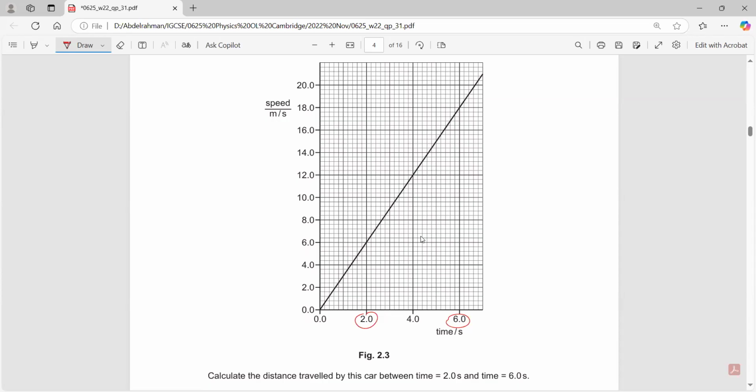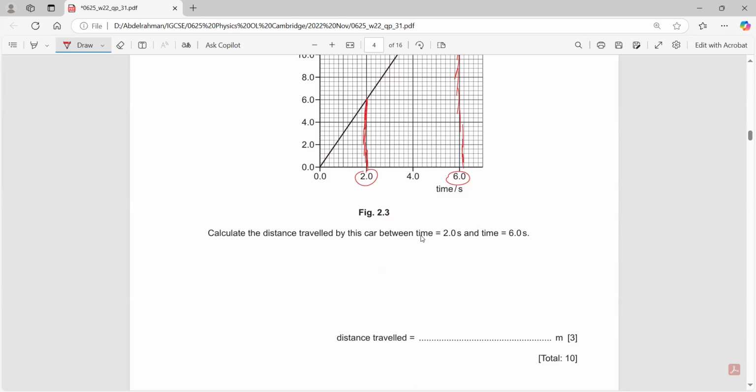So the area under the graph would be from this part all the way to this part. And this is an area of a trapezium. Yes, it's a trapezium. Area under the graph. You should write it down. Area under the graph. Okay. Base 1 plus base 2 over 2 times height.